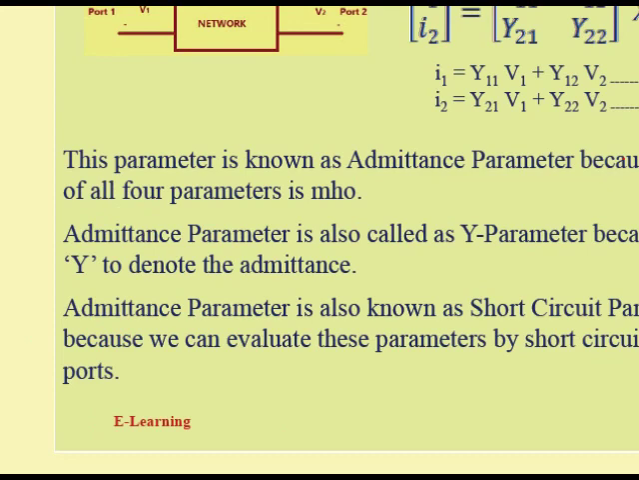This parameter is known as admittance parameter because the unit of all four parameters is mho or Siemens or ohm inverse. That's why we call it admittance parameter. Admittance parameter is also called Y parameter because we use the capital letter Y to denote admittance. Admittance parameter is also known as short circuit parameter because we can evaluate these parameters by short circuiting the ports one by one.